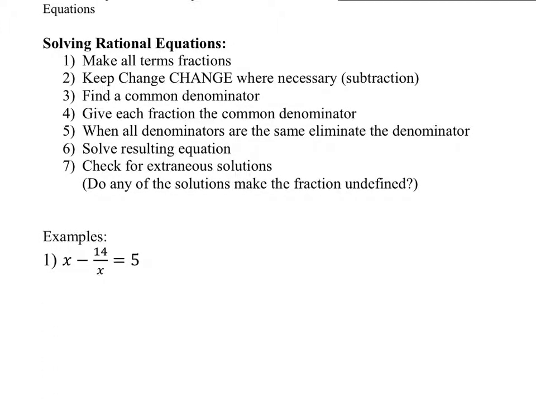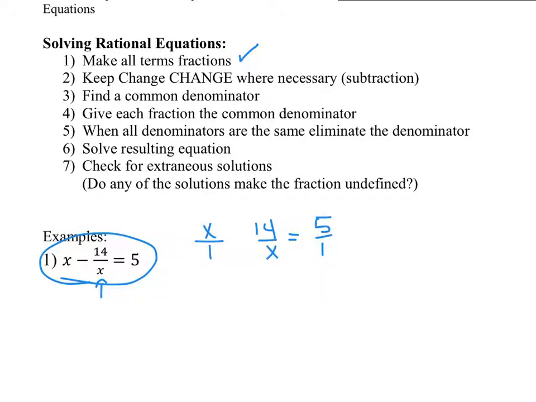All right, so the first thing that I do, and I'm just showing you what has worked for me in the past, is make all terms fractions. If you're looking at this problem right here, this is the only fraction I see. So I would put the x over 1, keep the 14 over x there, and put the 5 over 1. This isn't as big of a deal as it is with monomials like this, but when you have a binomial on the top, it will make a difference.